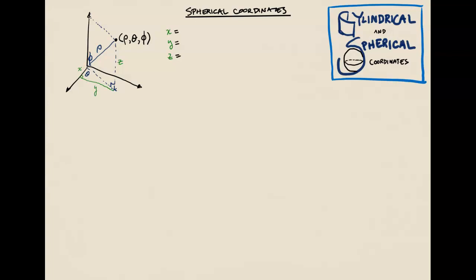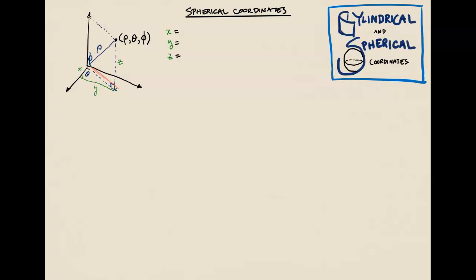This is just going to involve bouncing around a lot between these various right triangles we're working with here. Start with x. X and y will be easy to find once we know the hypotenuse of this triangle in the xy plane, because we already know this angle theta. X is going to be the hypotenuse times the cosine of theta, and y will be the hypotenuse times the sine of theta. So all we really have to do to get x and y is come up with that length right there. And that's not hard.